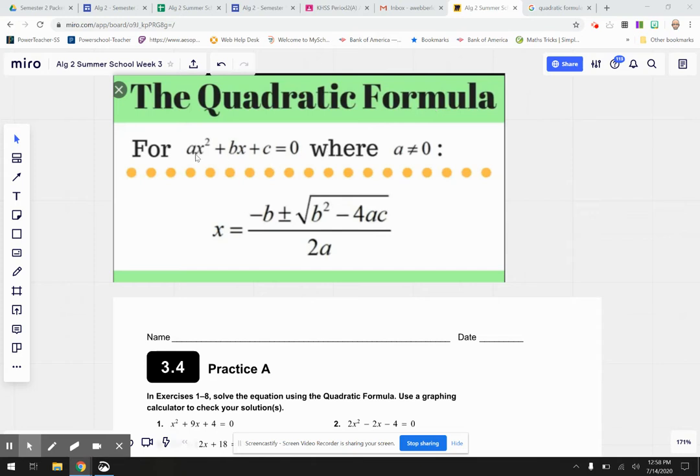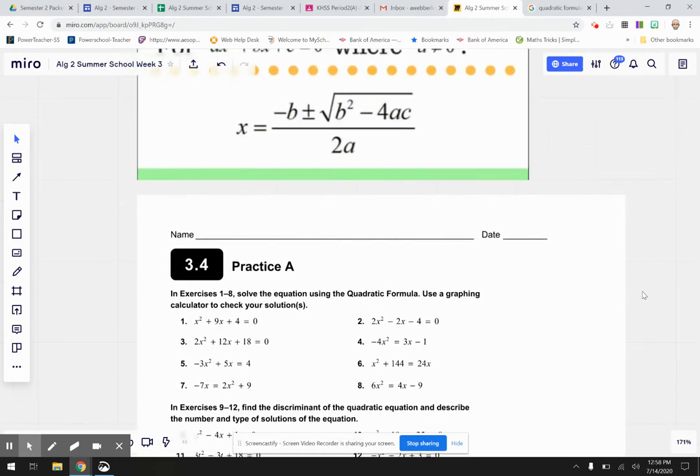You can always get your equation equal to 0. Find an A, a B, and a C, and if they're not there, then they might be 0. A can't be 0, but B and C might be 0. You can put 0 for B and C, and then you can always solve it with the quadratic formula. So this is a way that's going to work every time. If you're ever not sure, you could always use the quadratic formula and always be safe.